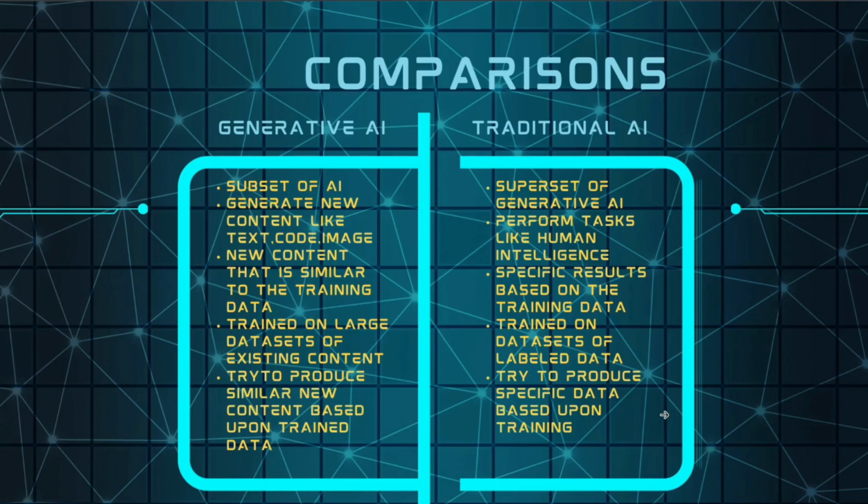But if you look at traditional AI, it tries to go for a specific result based on the training data. Generative AI is trained on larger data sets of existing content, while AI is trained on data sets of labeled data. If the data set is labeled, it tries to produce similar new content, as we discussed, but again for the specific data.